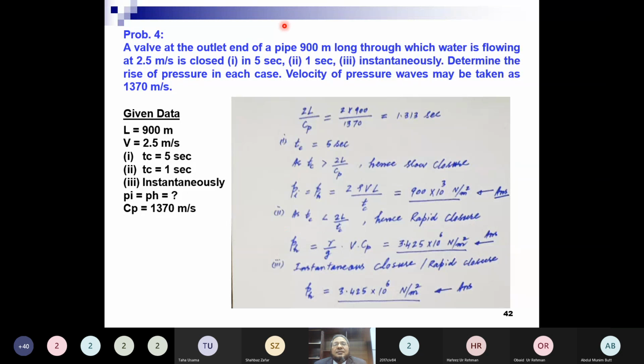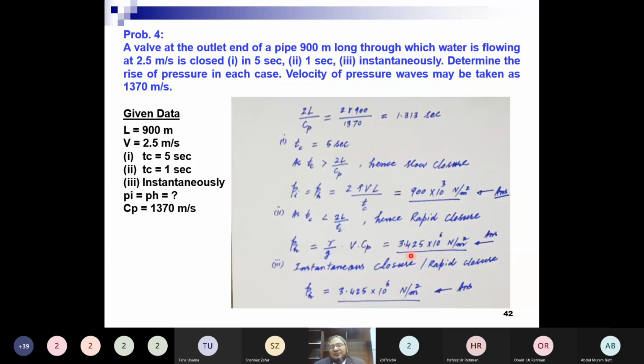Now case 2. TC is 1 second. As TC is less than 2L over CP, hence it is rapid closure. The equation for rapid closure is rho V CP. If you put these values, you will get 3.425 into 10 raised to power 6 Newton per square meter. Now compare the hammer pressure due to slow closure and due to rapid closure. Due to slow closure, it is 0.9 meganewtons per square meter, and due to rapid closure, it is 3.4 meganewtons per square meter.